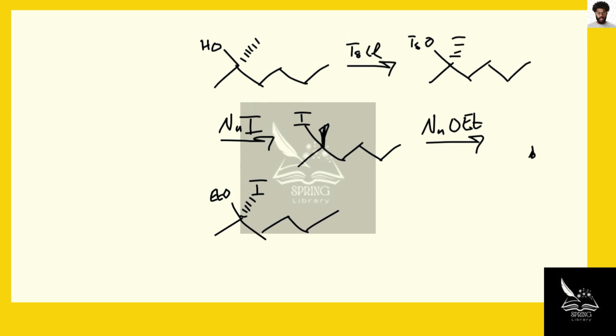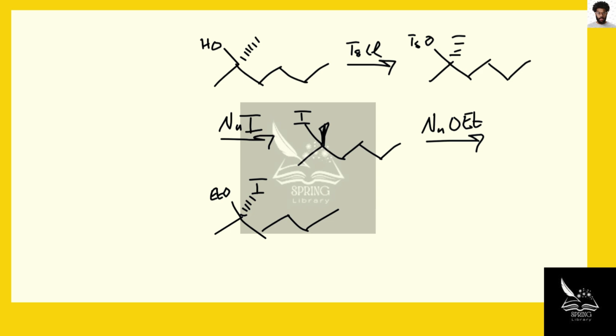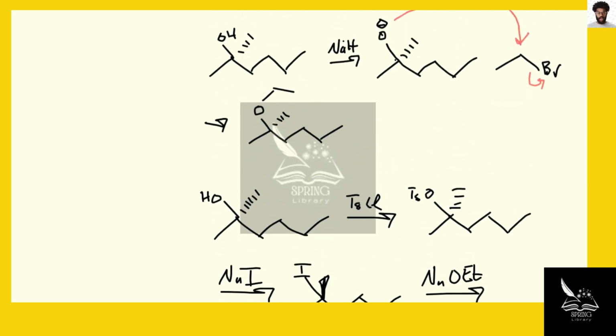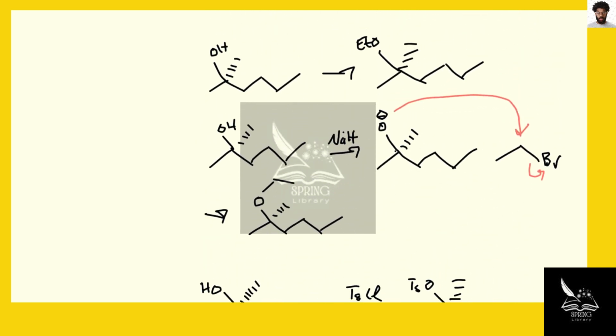Right, so the option is to activate the alcohol and perform a displacement with some halide, either bromide or iodide, and then do a displacement reaction with ethoxide to get back to the original stereochemistry, or to use sodium hydride or some other strong base, weak nucleophile to deprotonate the alcohol, creating the alkoxide, which we would then use to displace bromine in an ethyl bromide to get access to this ethyl group here.